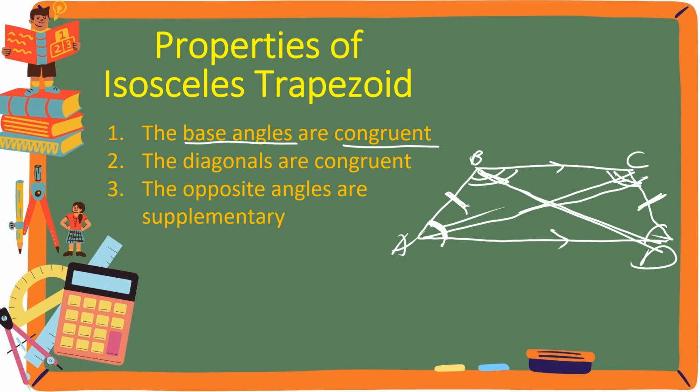Kapag in-add nyo yung dalawang angles na A plus C, that's equal to 180. O kahit yung A at B. Pag in-add mo yung A plus B, equal yan sa 180 degrees. Pati yung C, yung B, at saka yung D. Okay? Equal yan sa 180 degrees. So, yun po para sa ating isosceles trapezoid.